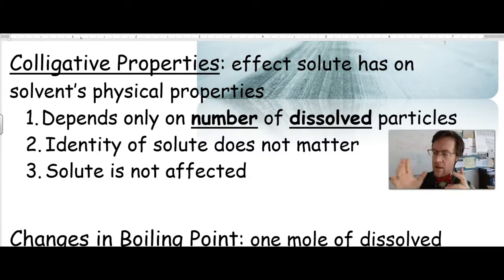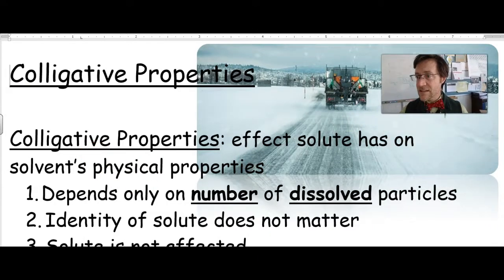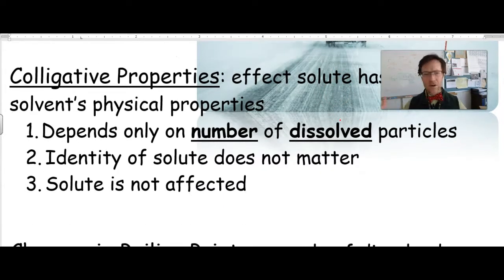Again, colligative properties are the effect that a solute has on the physical properties of a solvent. And there are a couple of really trippy things going on with this. One thing that's really weird is that it actually doesn't even matter what the solute is. It doesn't matter at all, which doesn't make any sense, but there it is.